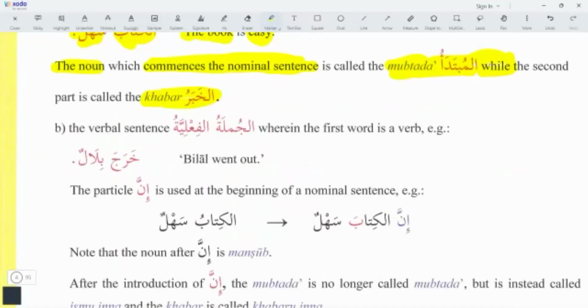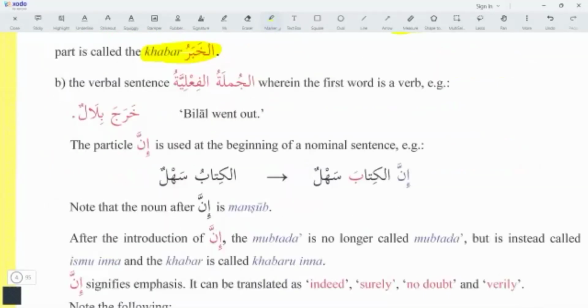The second kind of sentence in Arabic is jumlatul fi'liyah. The second is the verbal sentence, al-jumlatul fi'liyatu, wherein the first word is a verb. The first word is a verb, a fa'il. It commences with the verb.